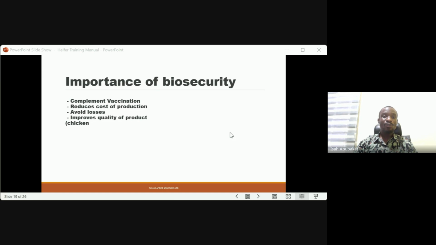Also, it helps you improve the quality of the product, which means if you have good birds, you maintain good biosecurity, you experience lesser cases of disease outbreak. And if you experience lesser cases of disease outbreak, you discover that your birds will grow well, they will also grow faster. So they will gain weight faster and they will gain weight better. Also, you discover that they don't have any form of injury or any form of swelling or any form of deformity at the end of the production cycle.